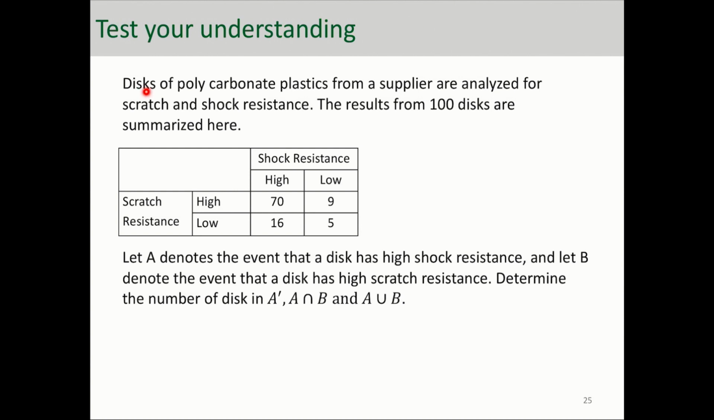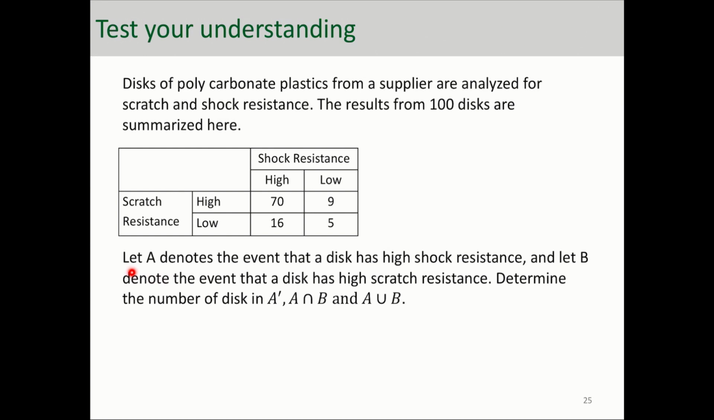This one says discs of polycarbonate plastics from a supplier are analyzed for scratch and shock resistance. The results from 100 discs are summarized here. And when we look at this table, we see that the summation of these numbers is 100. So basically we categorize these discs to high shock resistance, low shock resistance, high scratch resistance, and low scratch resistance. So we have these four categories.